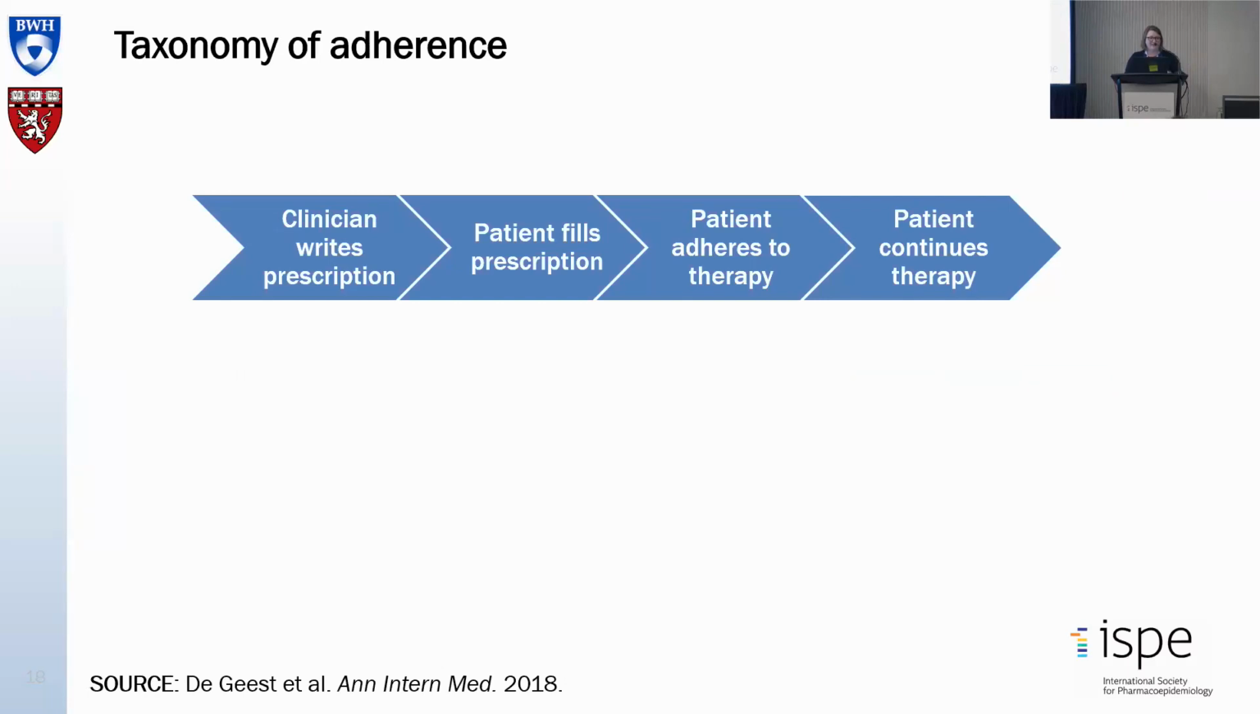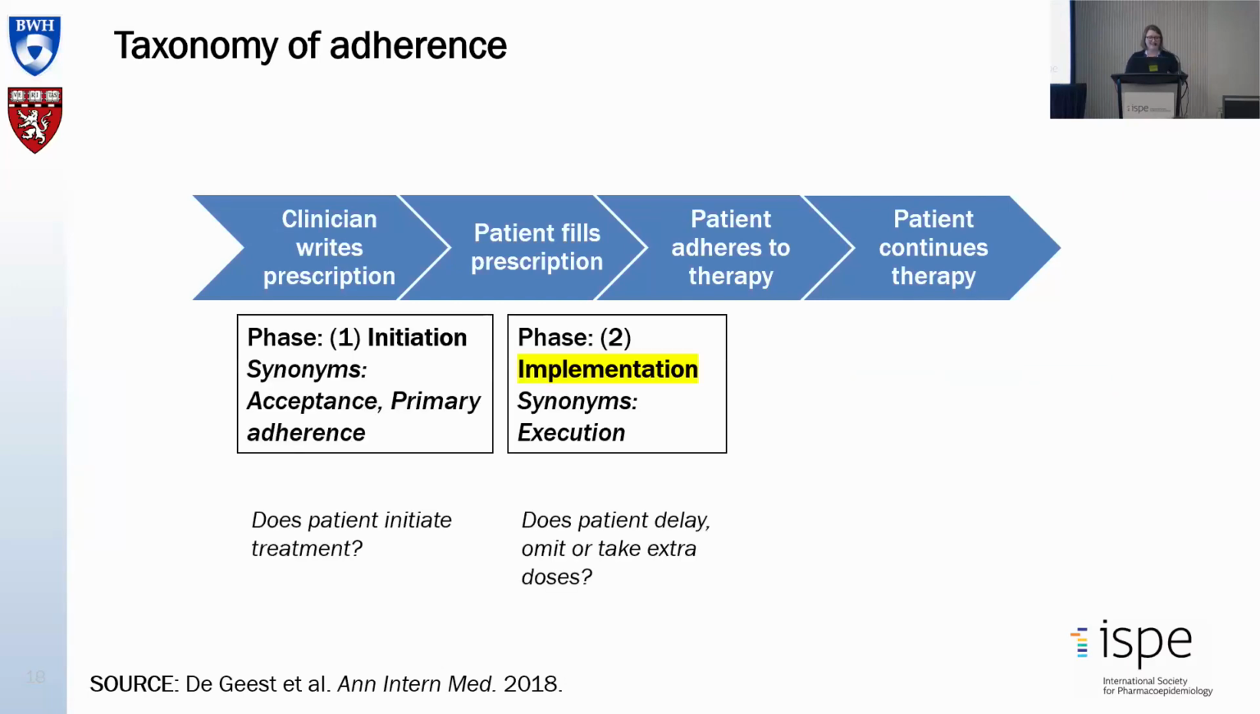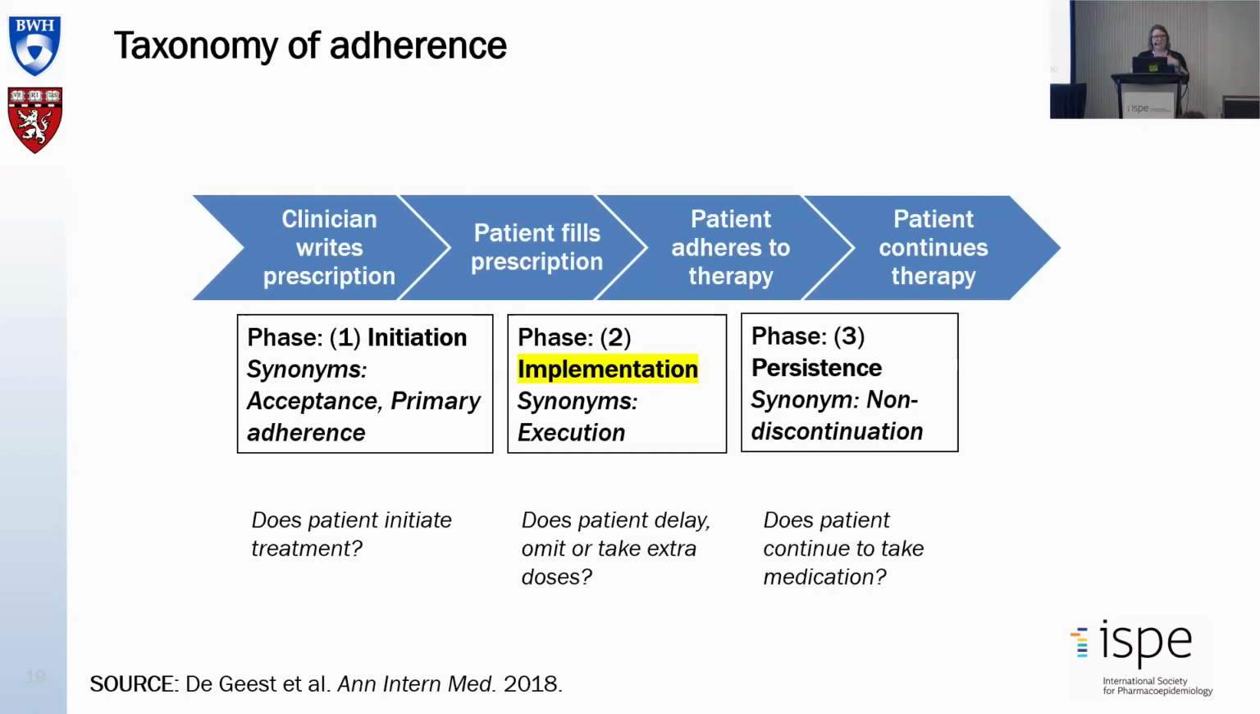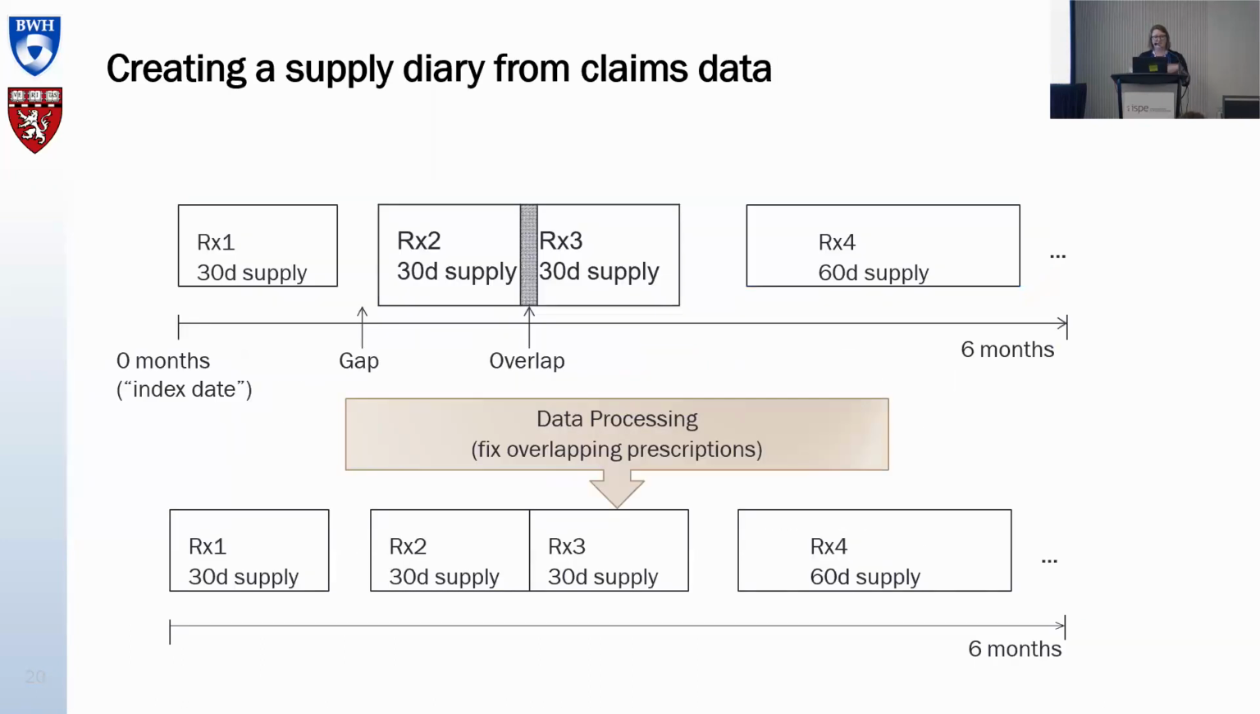Okay, so more fun, the implementation phase. When you see adherence or think about adherence in literature, this is usually what's being measured. So this is, again, filling, persisting, taking doses. So how do we do this?